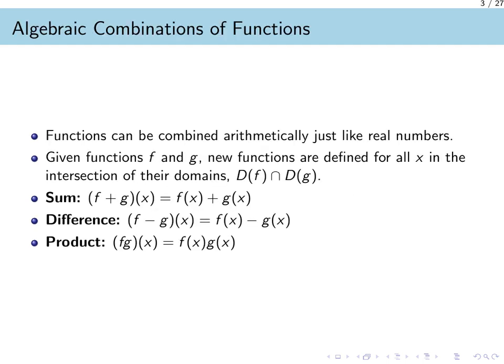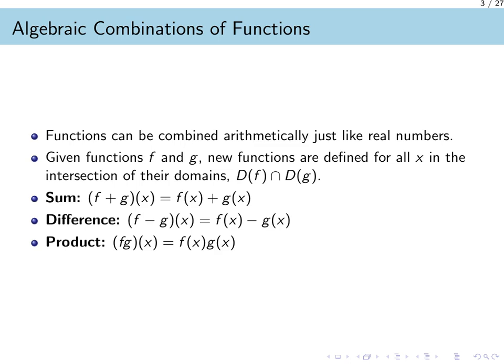We can build new, more complex functions from simpler ones using the basic arithmetic operations of addition, subtraction, and multiplication. The key principle here is that for any of these combinations to be valid, the input value x must exist in the domains of both original functions, f and g. This shared input space is called the intersection of their domains.